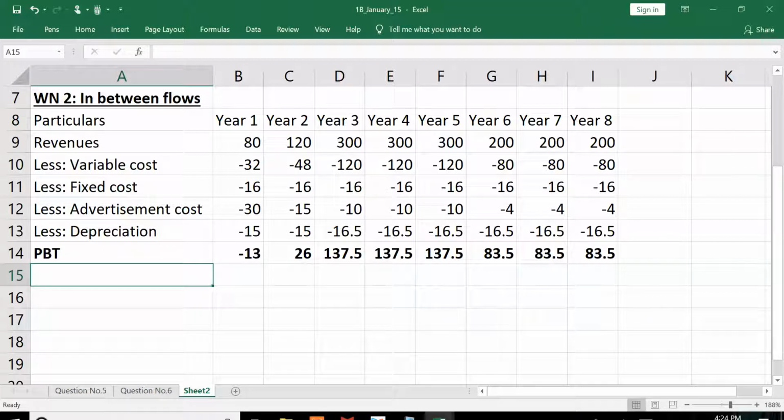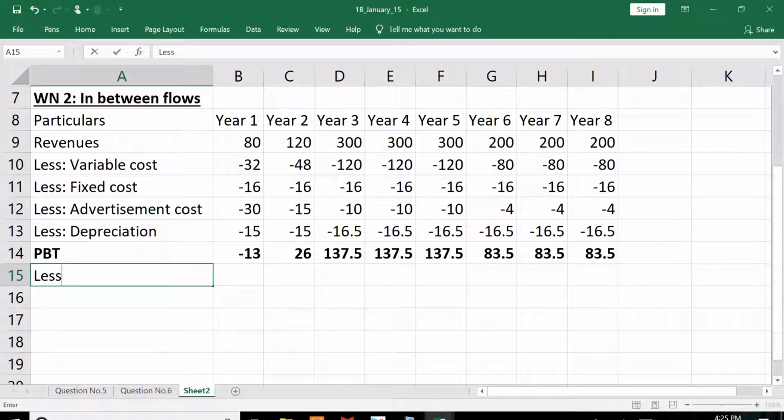Profit before taxes: negative 13, positive 26, 137.5, 137.5, and for the last 3 years it is 83.5. Technically I could have clubbed 6, 7, 8 together because it is the same number. Any doubts till now? Okay, now listen.